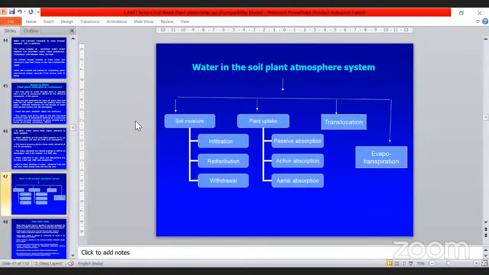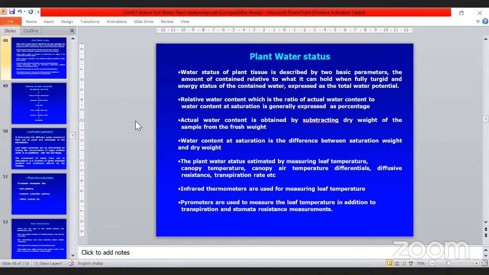Then the third one is translocation from the roots to the plant, maybe up to the air. That is how water is translocated from cell to cell, or part to part, and utilized by the physiological systems of the plant. And lastly, evapotranspiration: the water is transpired from the leaf surface, and the pressure created on the leaf surface travels down to the roots and helps in uptaking moisture from the soil also. These are the different processes.